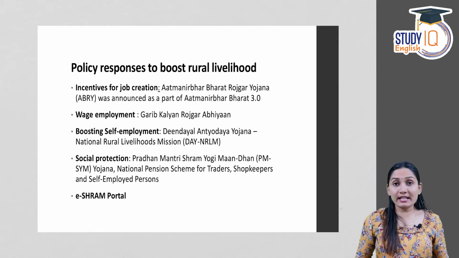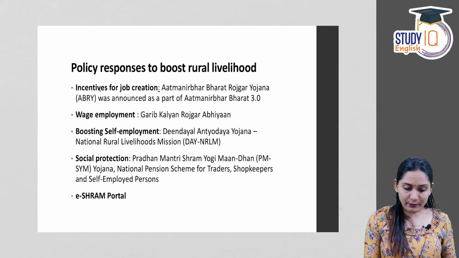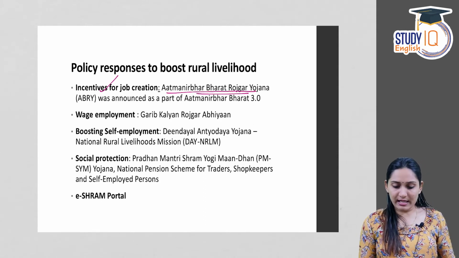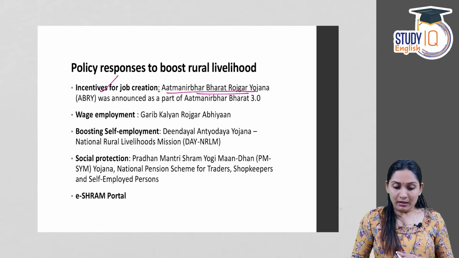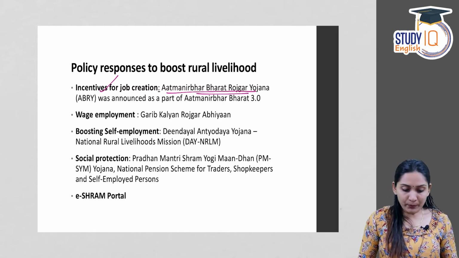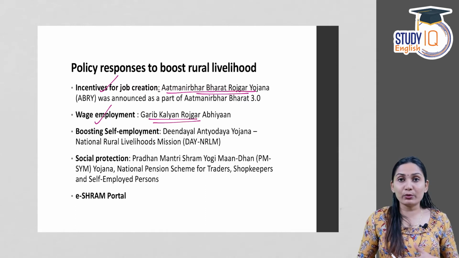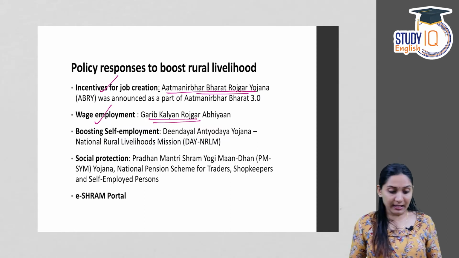Now coming to the policy responses to boost the rural livelihood. First is incentives for job creation. Atmanirbhar Bharat Rozgar Yojana was announced as a part of Atmanirbhar Bharat Abhiyan 3.0. Next is wage employment. Garib Kalyan Rozgar Abhiyan was launched. All these schemes we will go through in detail when we discuss the schemes.